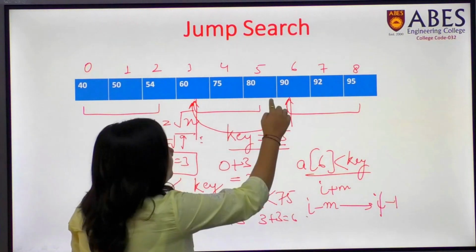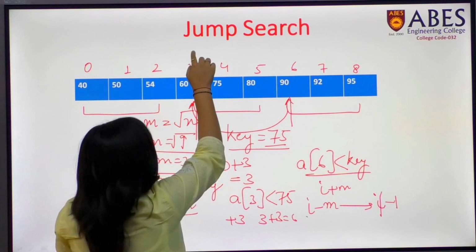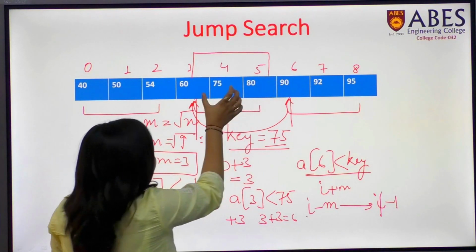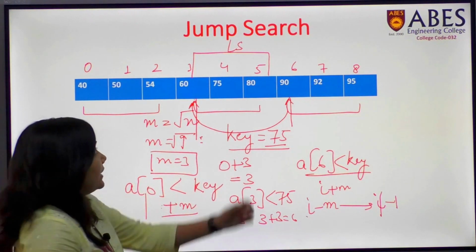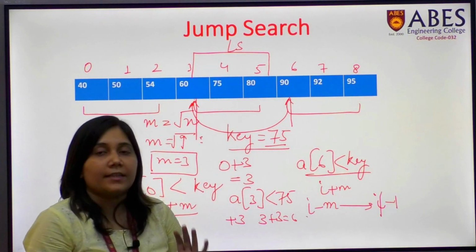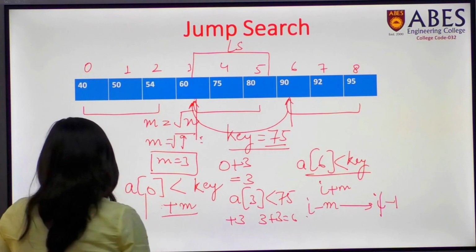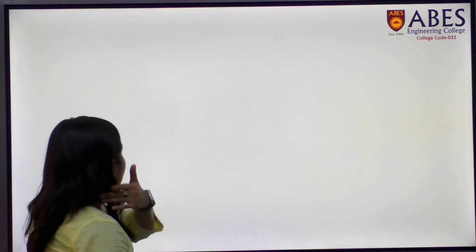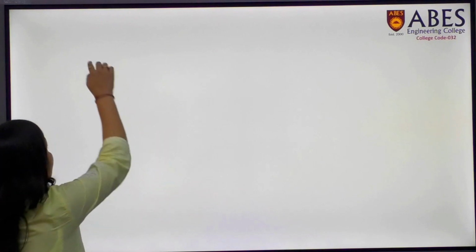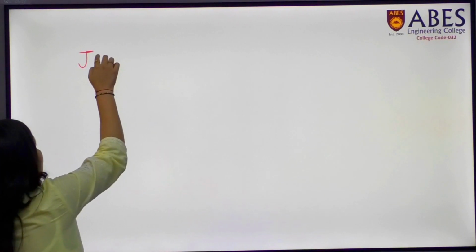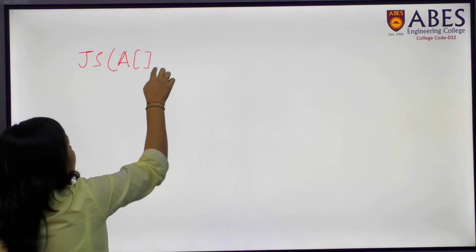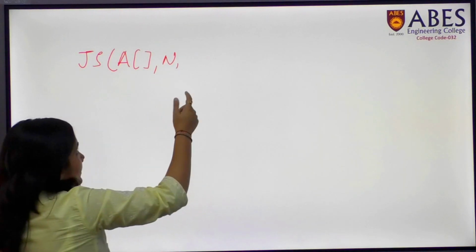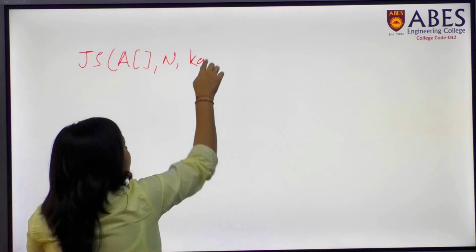Before the current position of I, from this part to this portion, I will apply the concept of linear search, and then I will search my element as per the concept of linear search. Okay. So if you write the procedure of a jump search, we can write it like this. Suppose I am taking jump search, an array I am going to pass, the number of elements which is required, and a key element.